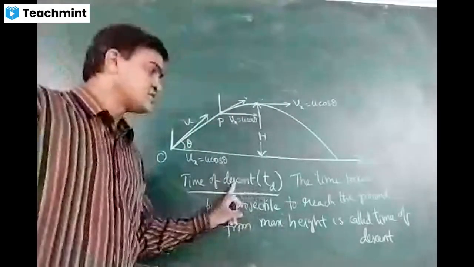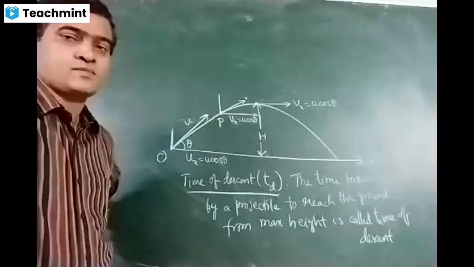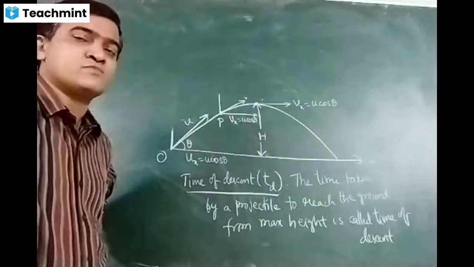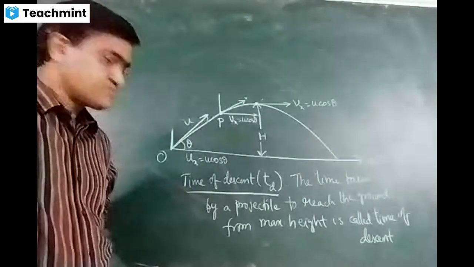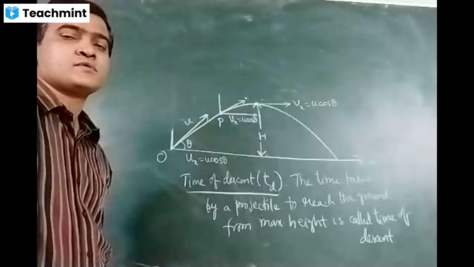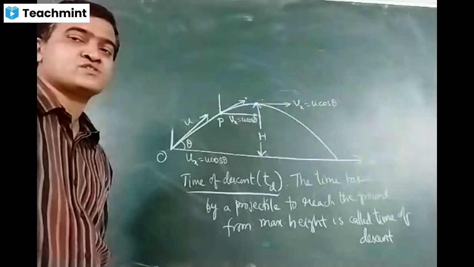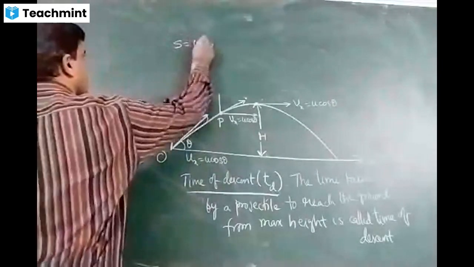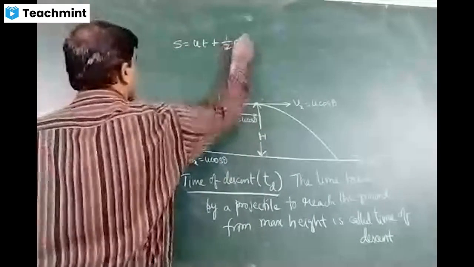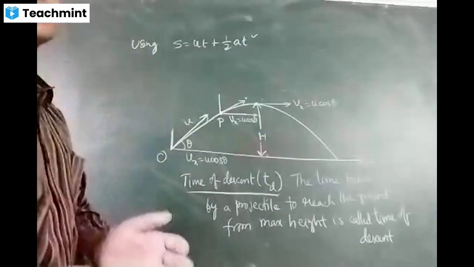As I said in the definition, it's maximum height displacement. Can I use displacement? Yes sir, we can take. Displacement should be there, time should be there. In which equation of motion do we have displacement? S is equal to ut plus half at square. So let me use this: S is equal to ut plus half at square.